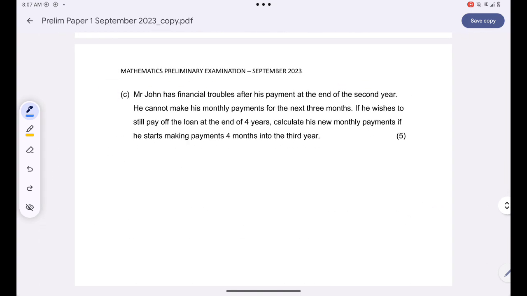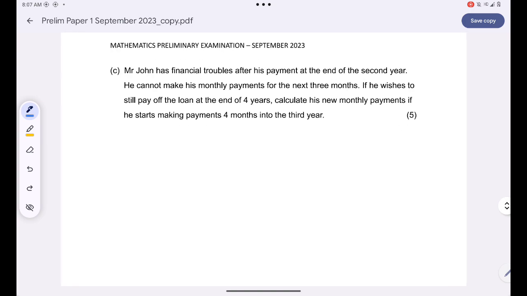Okay, and then now you're told that Mr. John has financial troubles after his payment at the end of the second year. He cannot make his monthly payment for the next 3 months. If he wishes to still pay off the loan at the end of 4 years, calculate the new monthly payment if he starts making the 4th payment into the 3rd year. Okay, to understand this, guys, let's draw a timeline.